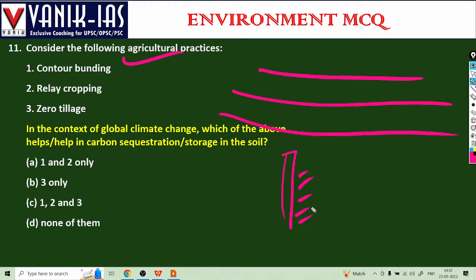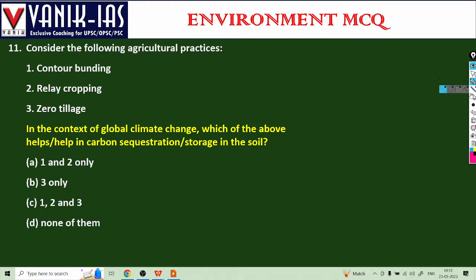That is relay cropping. With respect to carbon sequestration, in relay cropping or contour bunding, delays occur, that's why they do not help in carbon storage. Especially the first, zero tillage, where no tractor or mechanization is used. The seeds are thrown to the soil, zero tillage natural farming. In those cases carbon sequestration occurs maximum in the soil. So three only is the answer.